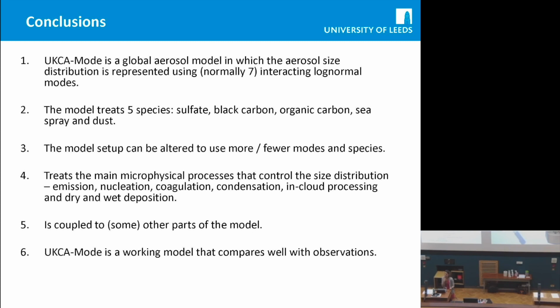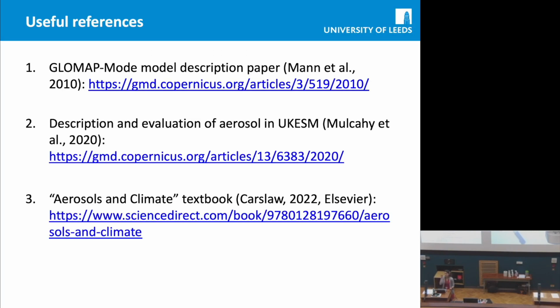So yeah, I think you'll always get a more precise description of the size distribution with narrower bins if you were doing it like that. But broadly, the 7 modes gives you a good enough representation. Yeah.